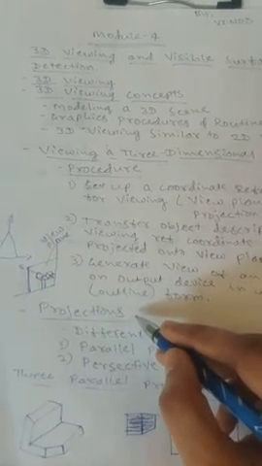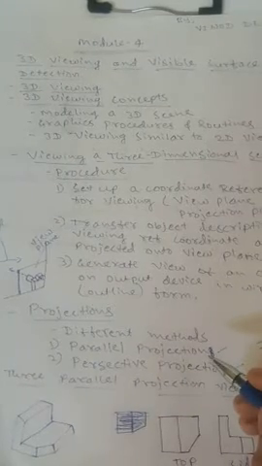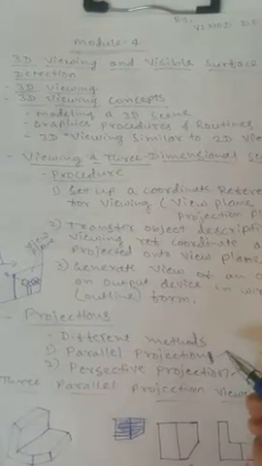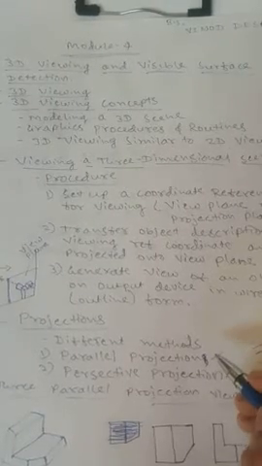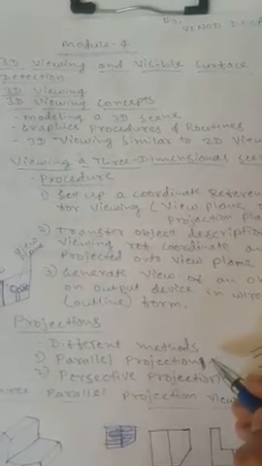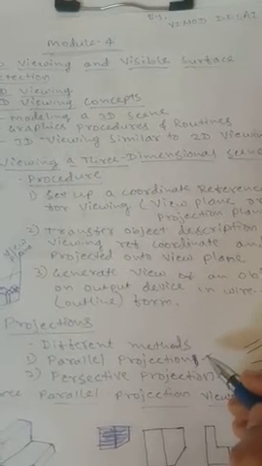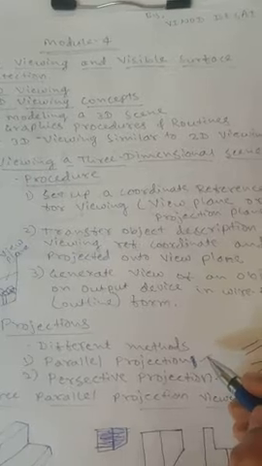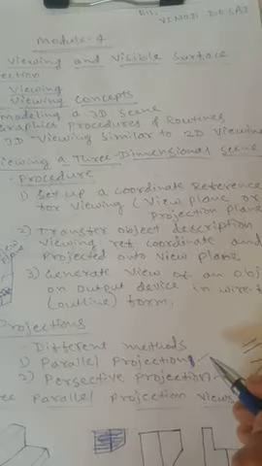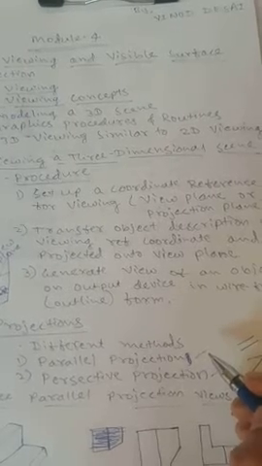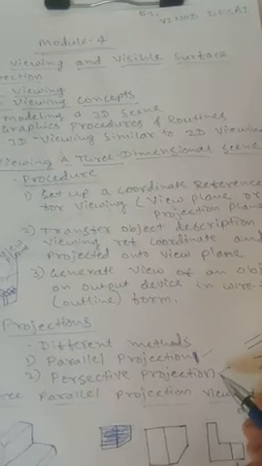Hello friends, last class I discussed projections and the different projection methods. Two important projection methods are parallel projection and perspective projection. Parallel projection is a method for generating a view of a three-dimensional scene by projecting points to the view plane along parallel lines. The second important method is perspective projection.